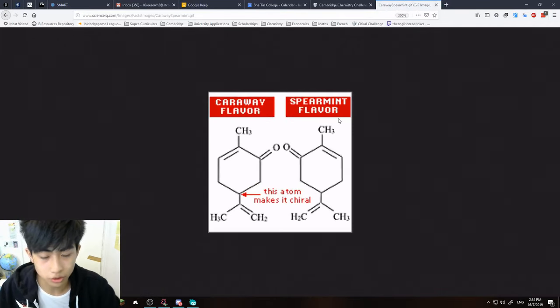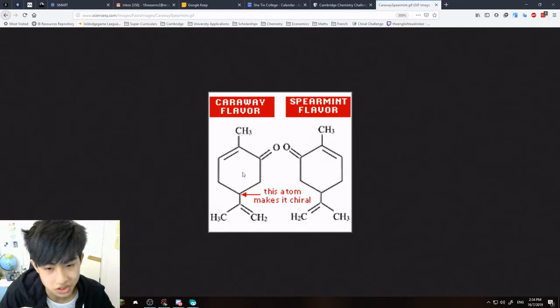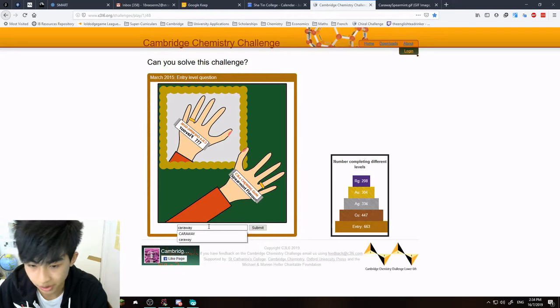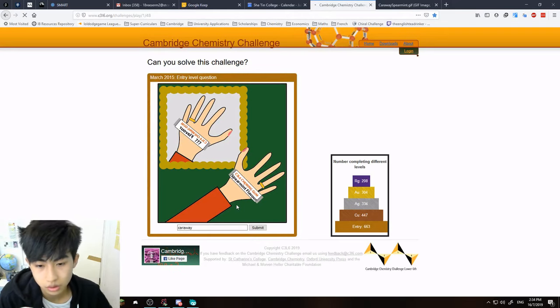These two molecules are arranged in a similar way, reflected down the middle once more. Their groups are the same, so they're called enantiomers of themselves, carvone being what is used to describe both of them. So here we have spearmint and here we have caraway, so from this I assumed that the answer would be caraway. So if we type in caraway, we get the correct answer.